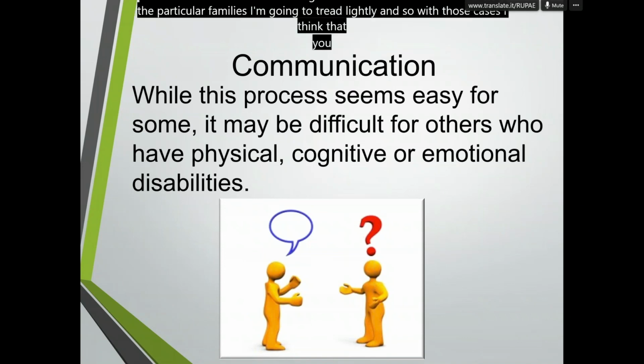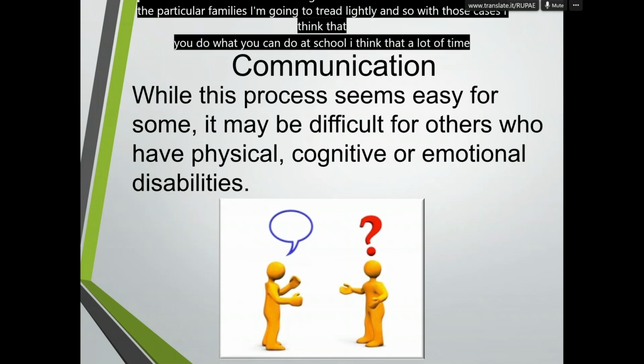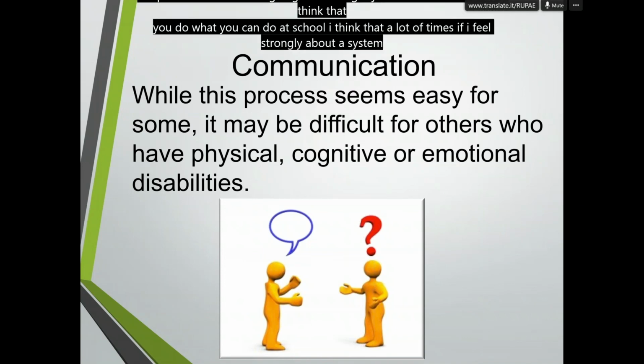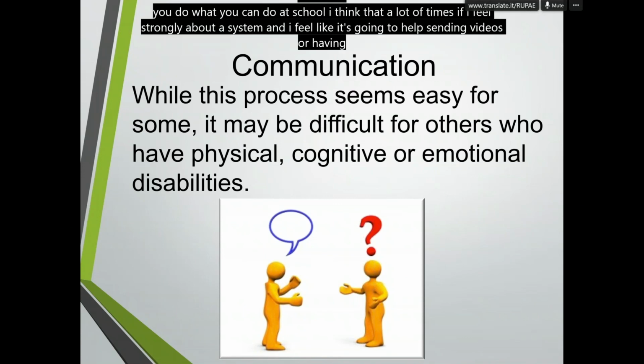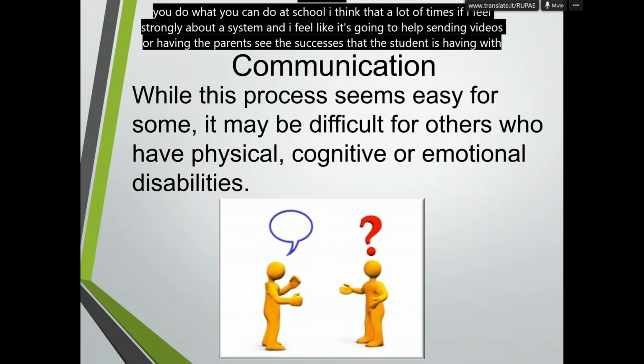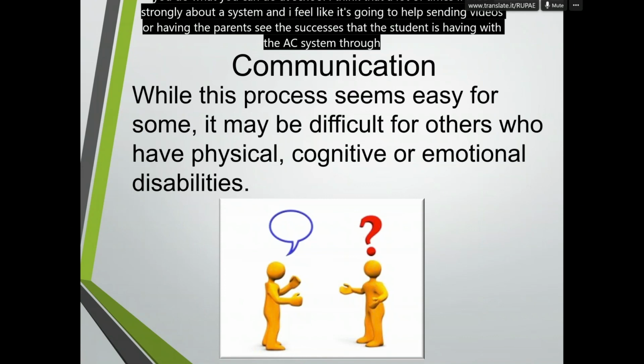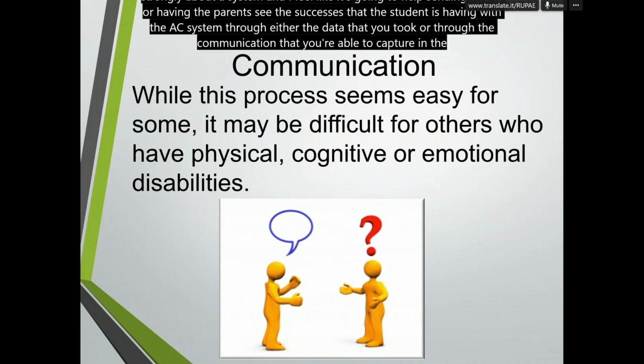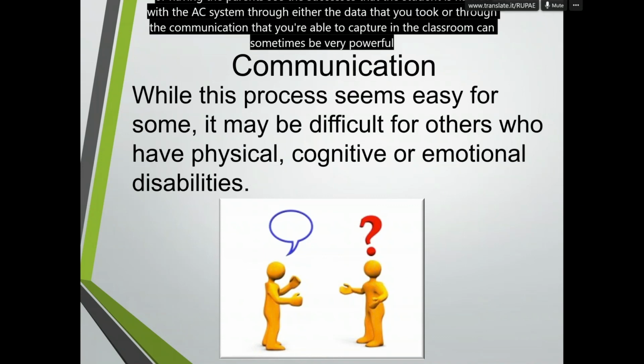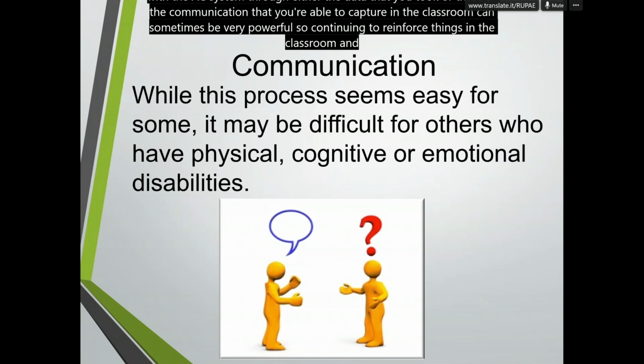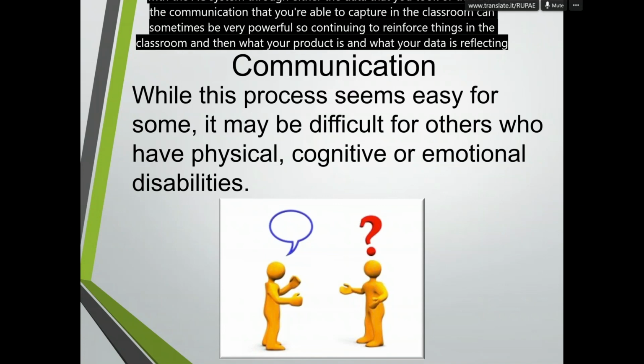And so with those cases, I think that you do what you can do at school. I think that a lot of times, if I feel strongly about a system and I feel like it's going to help, sending videos or having the parents see the successes that the student is having with the AAC system, through either the data that you took or through the communication that you're able to capture in the classroom, can sometimes be very powerful. So continuing to reinforce things in the classroom, and then what your product is and what your data is reflecting may change minds.